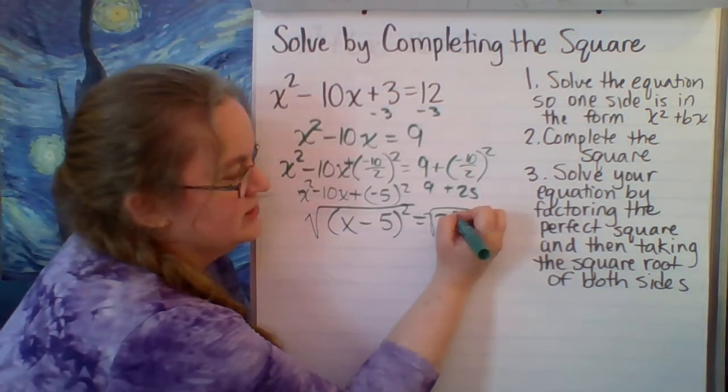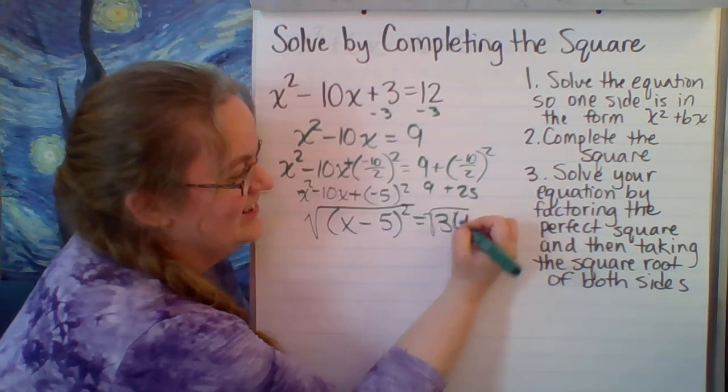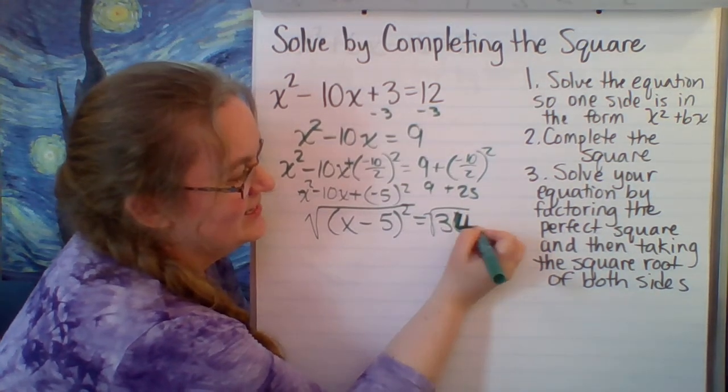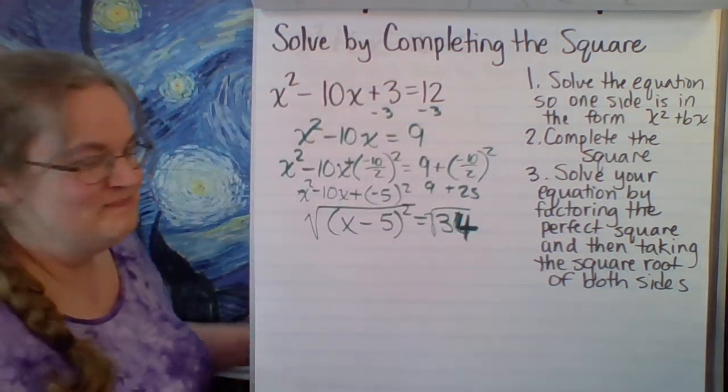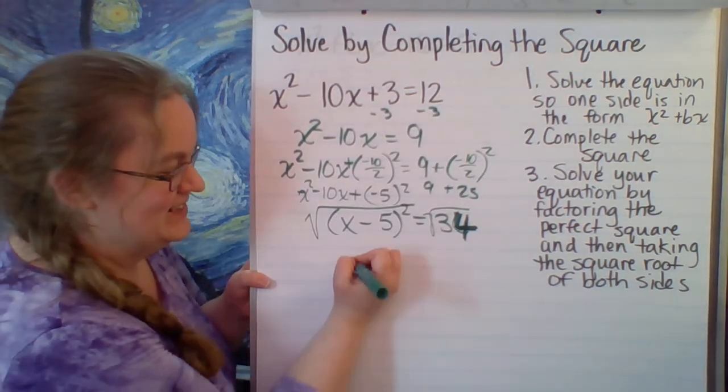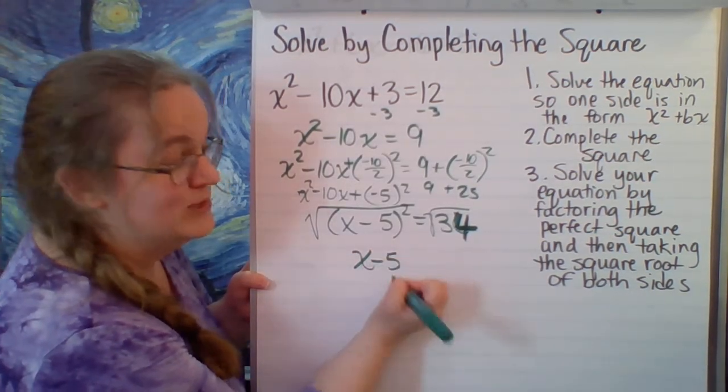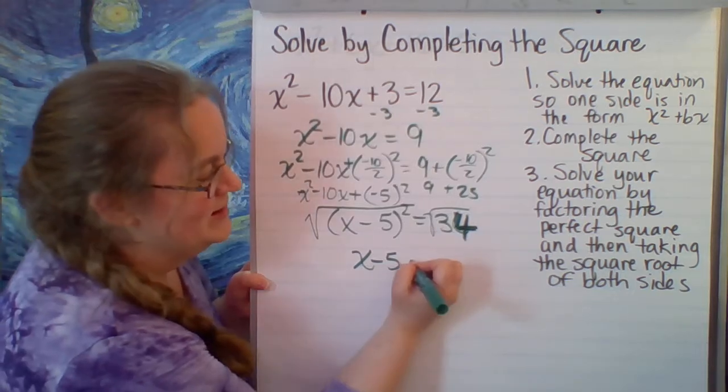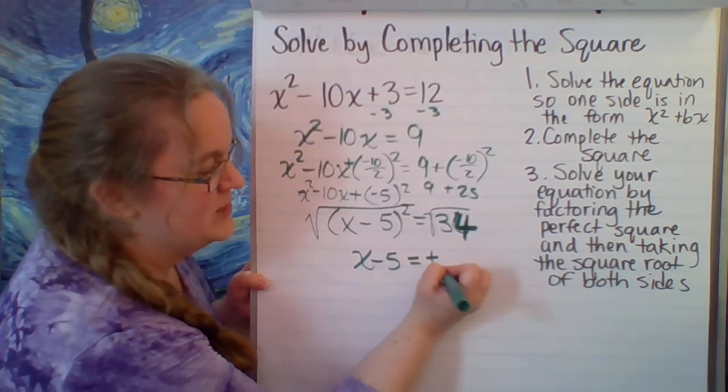That wasn't 36. It's not supposed to be a perfect square. I just realized I did that. Okay, that's 34. All right, so when I take a look at this, this would be x minus 5. Wouldn't it be nice if it was a perfect square on that side, and then plus or minus.